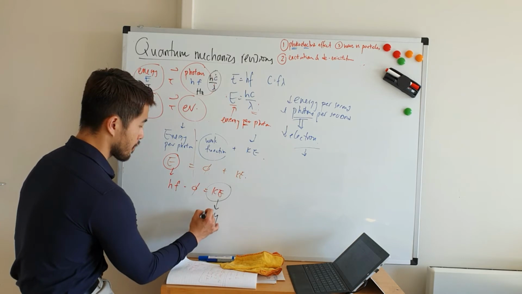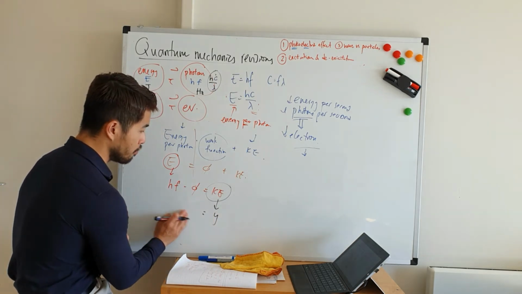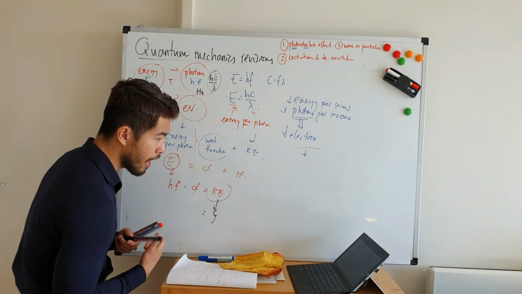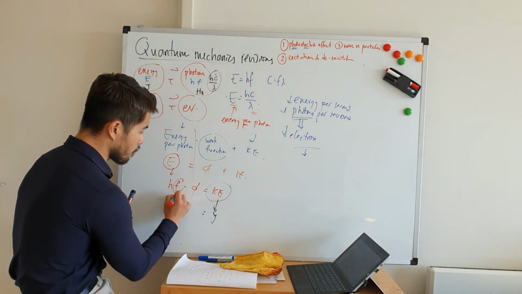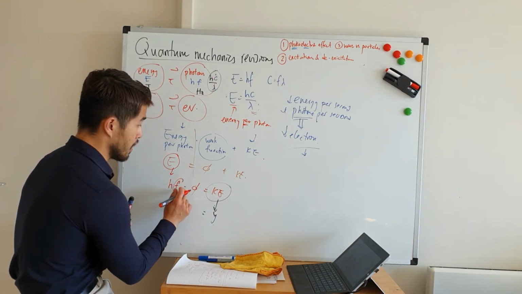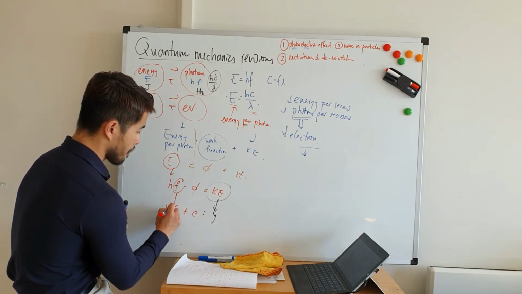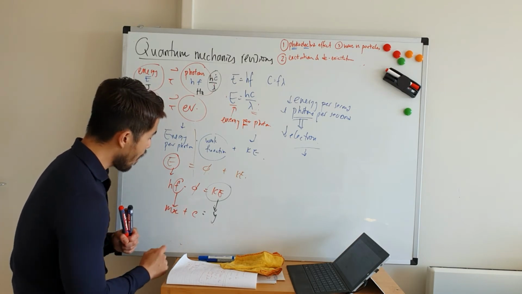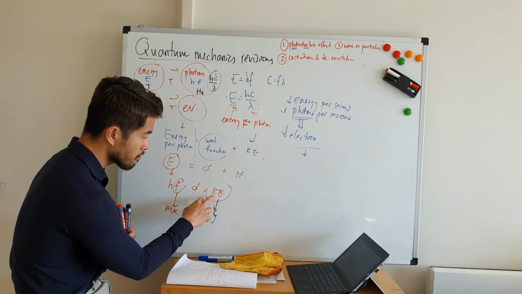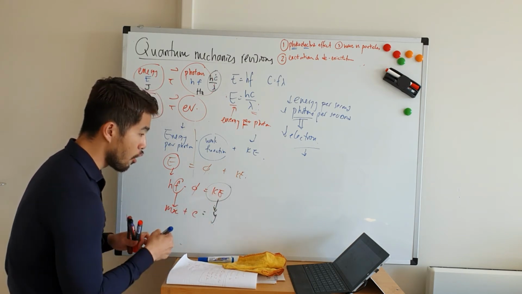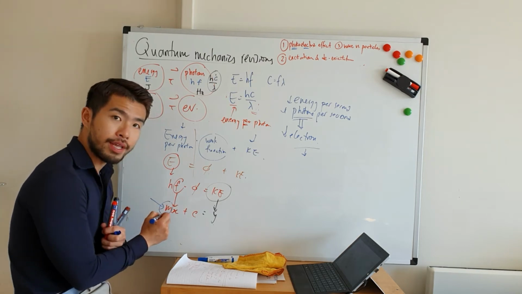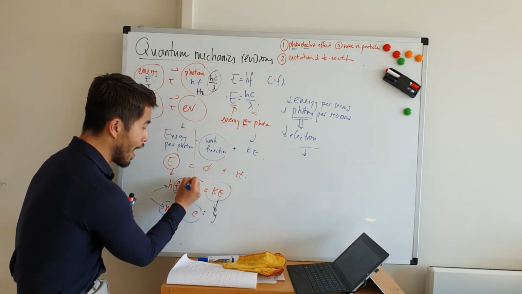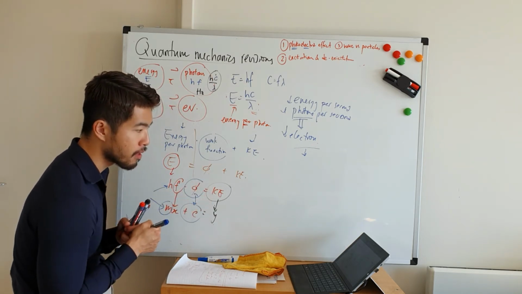The y-axis is the maximum kinetic energy, and the x-axis is the frequency of the incident photons. So very easily, we can compare this to y equals mx plus c. F is x, KE is y, so the slope, or the gradient, will be h, and the negative y-intercept will be the work function.